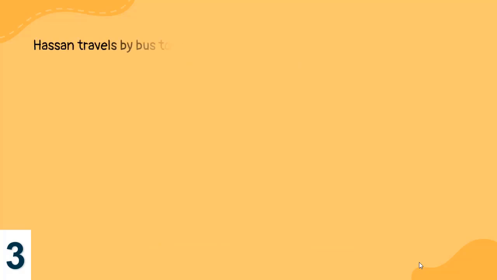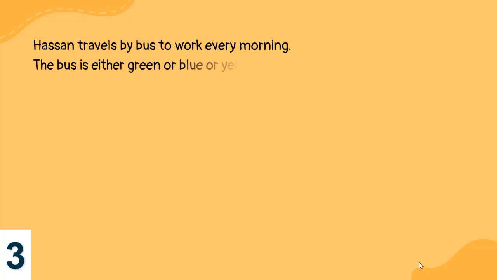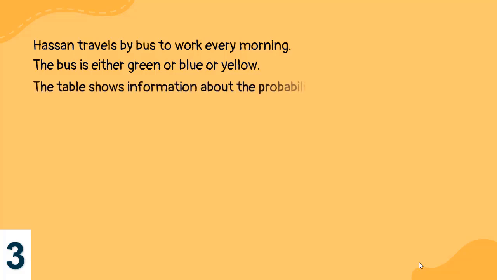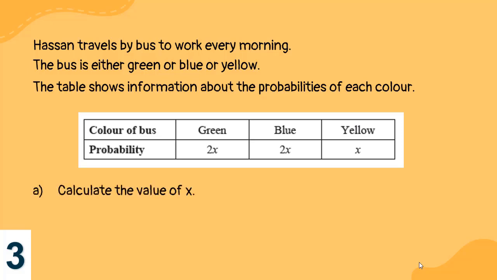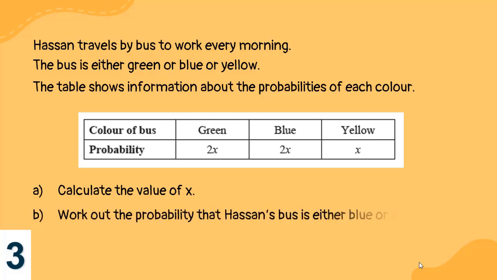Hassan travels by bus to work every morning. The bus is either green or blue or yellow. The table shows information about the probabilities of each color. Calculate the value of x. Work out the probability that Hassan's bus is either blue or yellow.